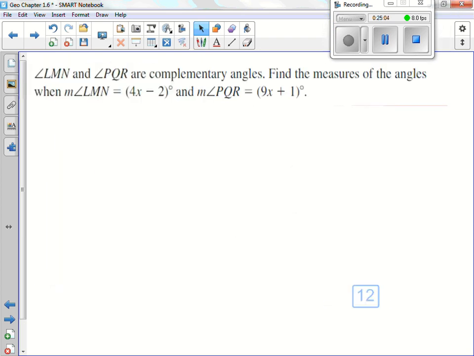Oh yeah, we've got one more set after this. Okay. So there's another vertical angles, I forgot about them. But these here. So what does it mean if they are complementary angles? They add up to 90. So what are our two angles? LNM and PQR. Well, LMN is what?